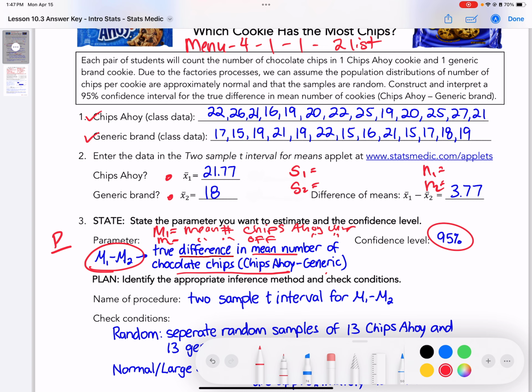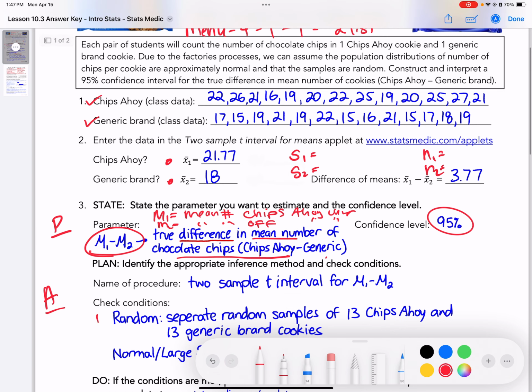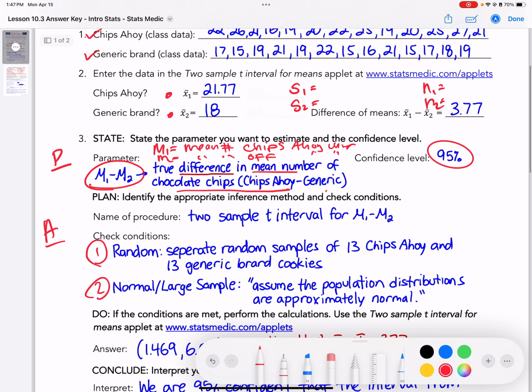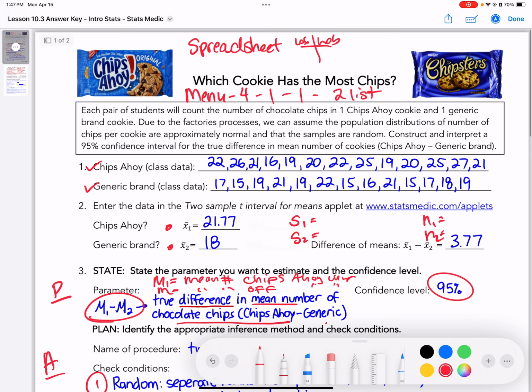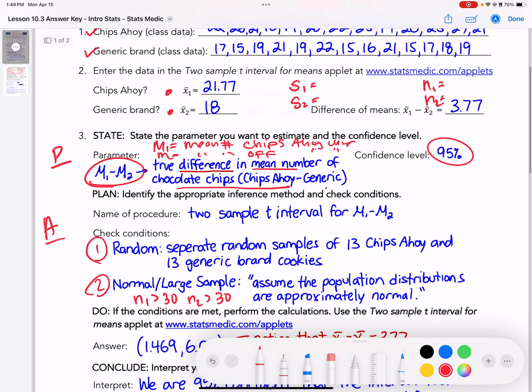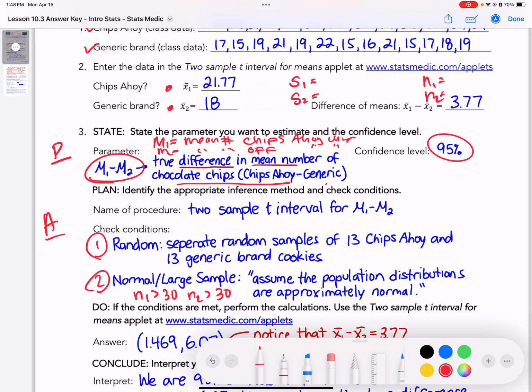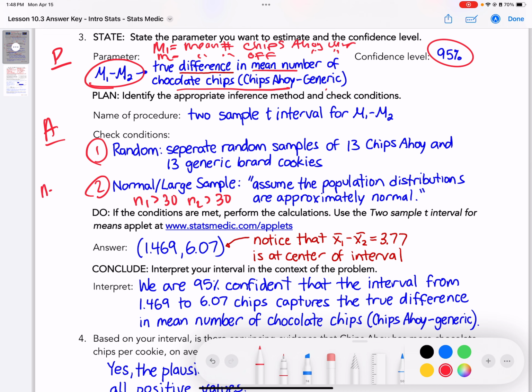Okay, my assumptions and conditions: we have to check my assumptions, which are random and normal or large. Remember, that means I'm looking for N1 and N2 both bigger than 30, but you see mine aren't. However, it does say to assume that they are normal. It says right here. And the samples are random. The whole idea of a large sample size is that if a sample's large, then it's normal. So if I already tell you it's normal, I don't need it to be large. Large means when N is greater than 30, it guarantees me that it's normal. When N is less than 30, I'm not guaranteed it's normal, so I have to look and see if it's normal. But if it already told me it was, I don't have to look.